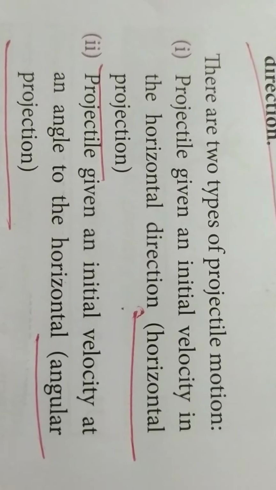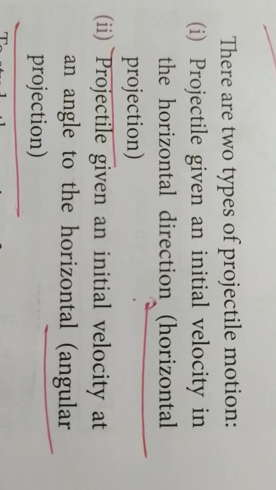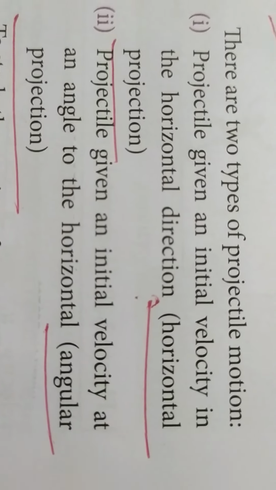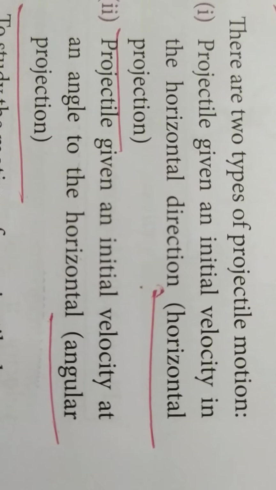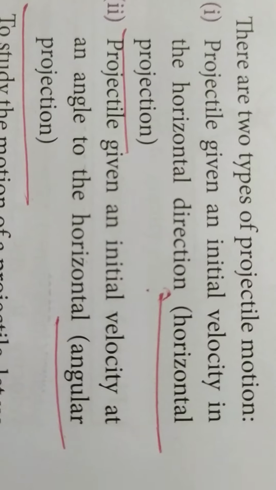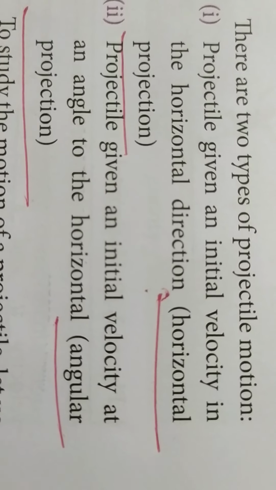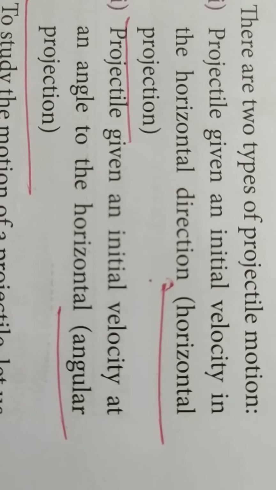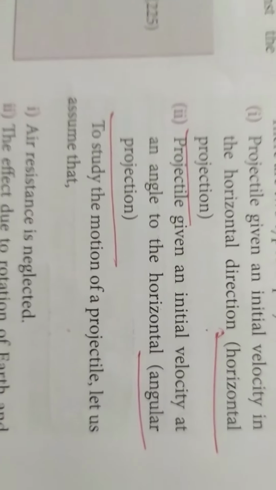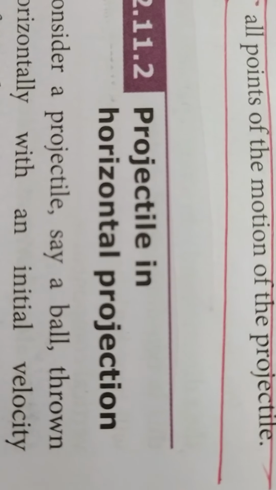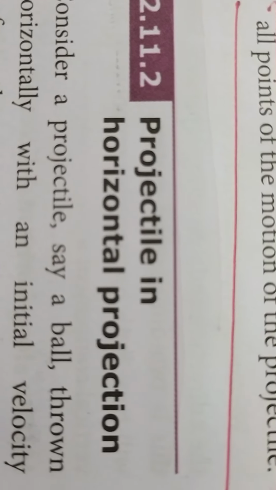And there are two types of projectile motion. One is where the projectile is given an initial velocity in the horizontal direction, whereas in the second one the body is thrown making an angle theta with the horizontal. That projection you can call angular projection. Next we are going to see projectile in horizontal projection.